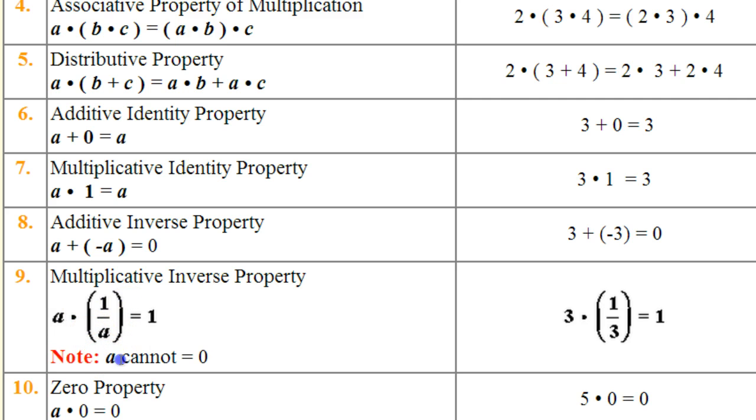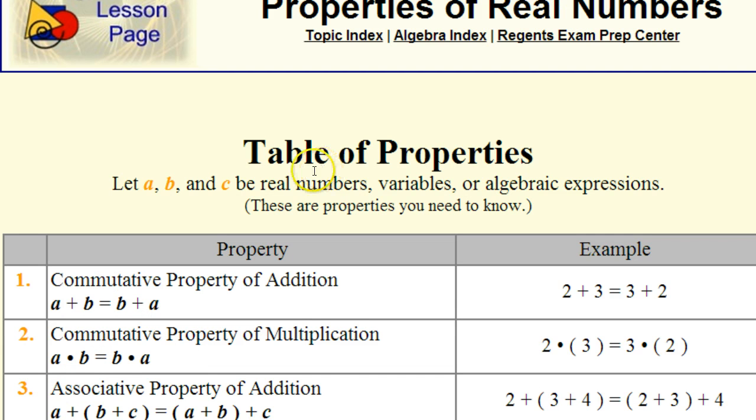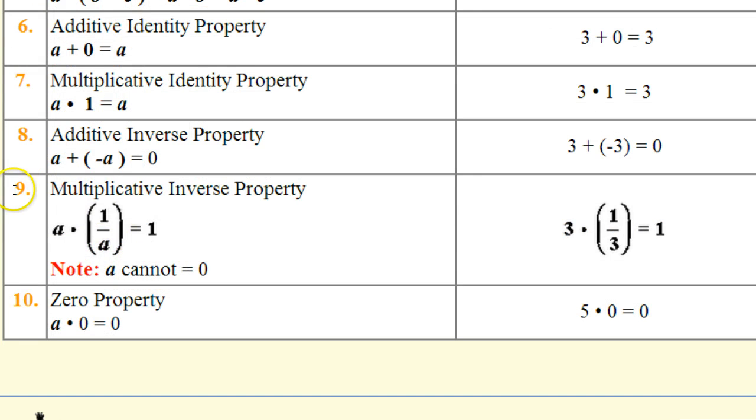Now here's the amazing thing, A cannot be 0 there. So technically this is the table of properties for all real numbers except for this one step right here, where A cannot be 0. So that's the only time that really pops up and screws things up. The zero property is A times 0 equals 0.